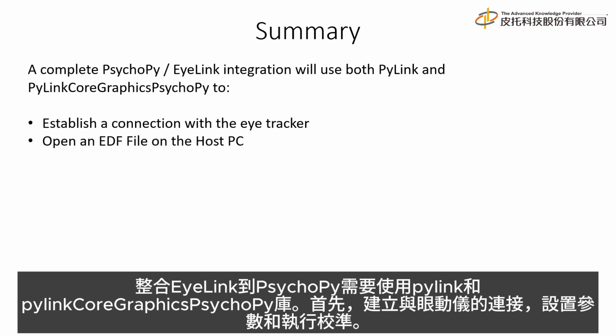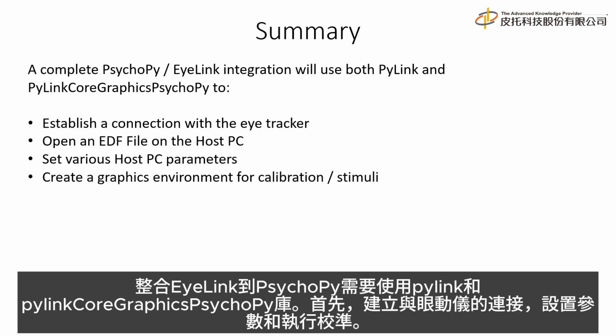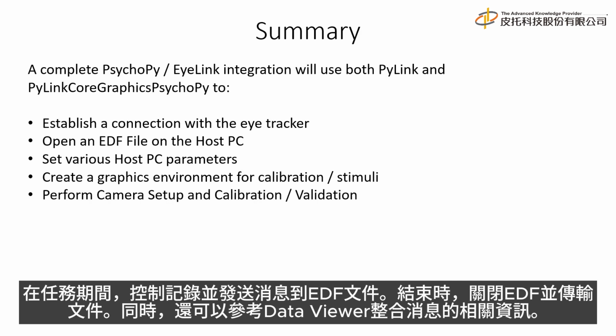Next, an EyeLink data file is opened on the host PC via the tracker object's openDataFile function. Various host PC parameters can be set, typically via the tracker object's sendCommand function. The EyeLink Core Graphics PsychoPy library is used to create a graphics environment that can be used for tracker-related tasks such as camera setup and calibration, as well as for stimulus presentation. Camera setup and calibration validation are performed by calling pylink.openGraphicsEx and passing the graphics environment as a parameter.